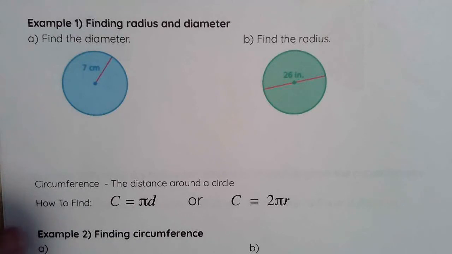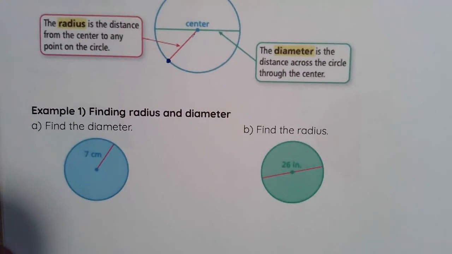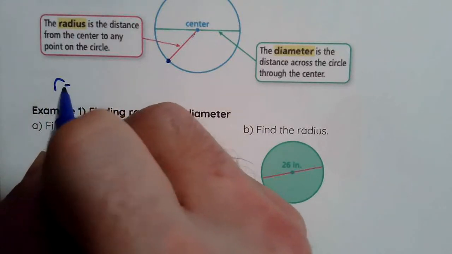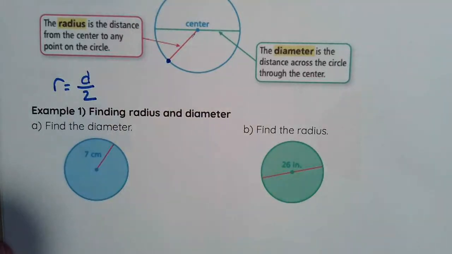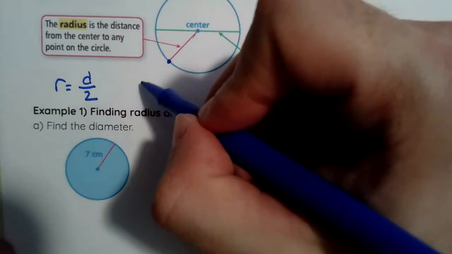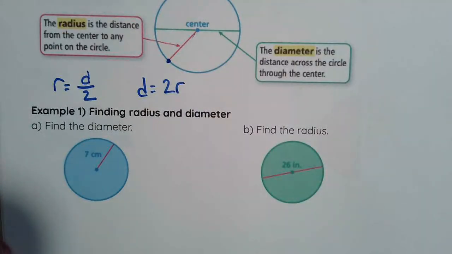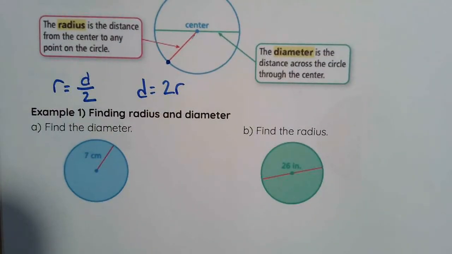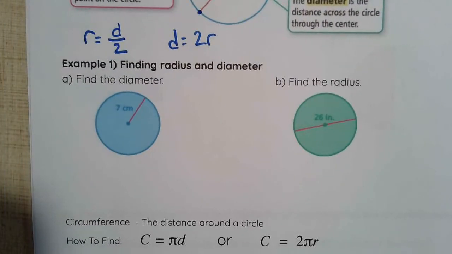The radius is half of the diameter. So the radius is the diameter divided by 2. The diameter is 2 times the radius. So that's the relationship between the diameter and the radius. So if we look back at example 1, find the diameter.